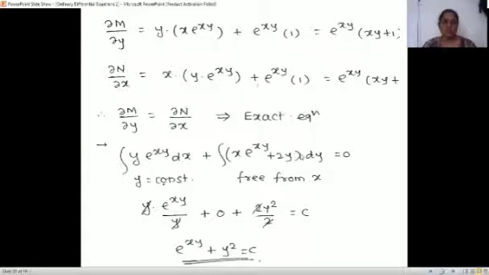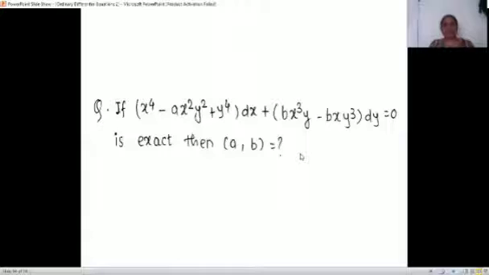Next question. If this is the exact equation, then the values of a and b are. Can you please solve this? Take some time and try to solve it. Where M is there, N is there, find ∂M/∂y, find ∂N/∂x, equate them, and after equating you can get a and b easily. Try for this.